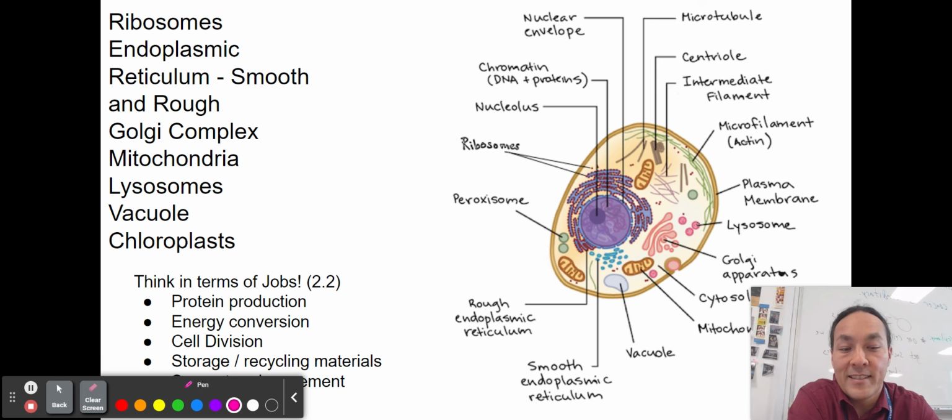enzymes that help to digest dead organelles or broken organelles, a lot of hydrolytic enzymes that can break down things. They're like a digestion packet. So if the cell brings in a large piece of food, it can use the lysosome to help break it down. The lysosome can also recycle older and dead things.